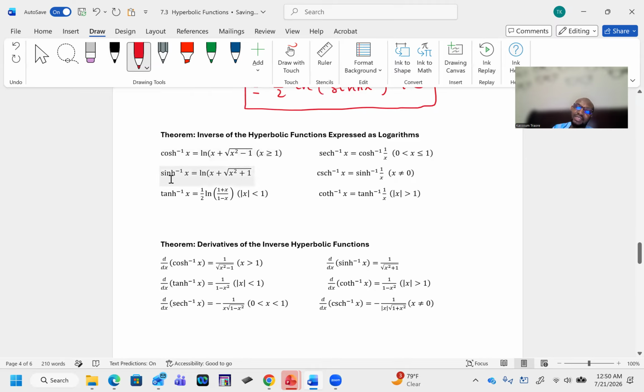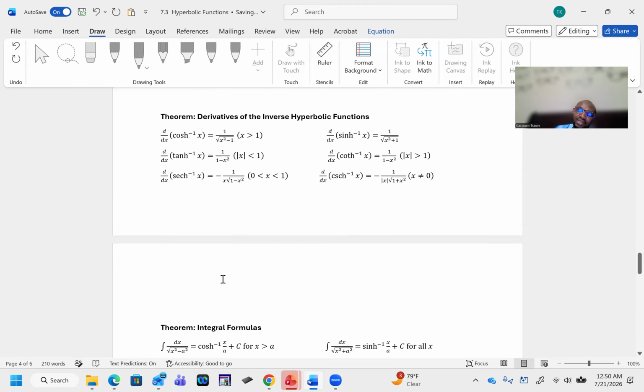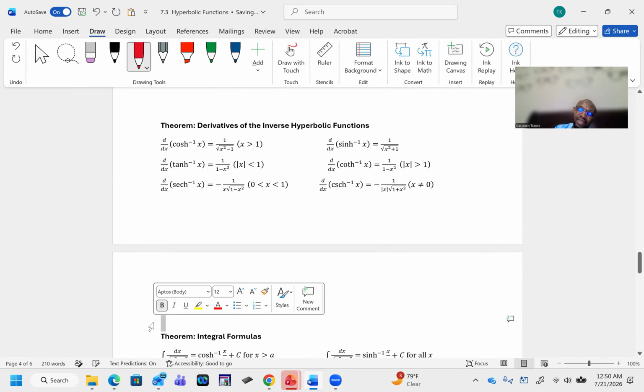Inverse hyperbolic sine of x is ln of x plus square root of x squared plus 1, and so on. So these are the inverses, right? And then we have the derivative of the inverse hyperbolic functions and the integral as well.